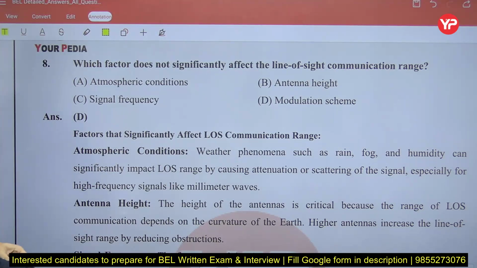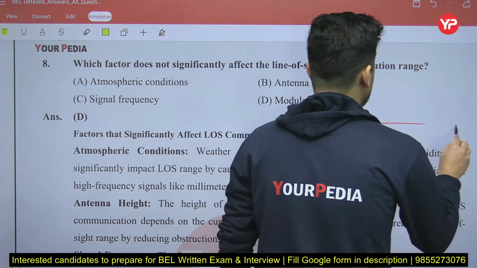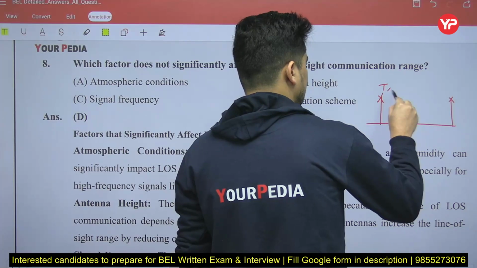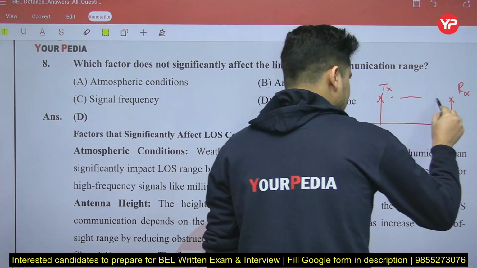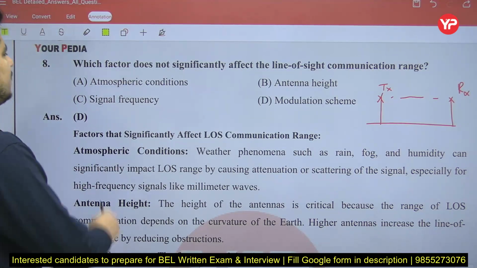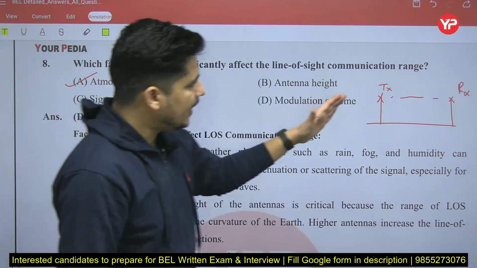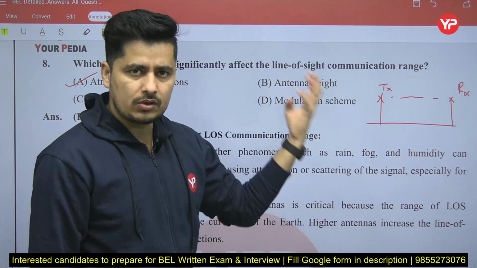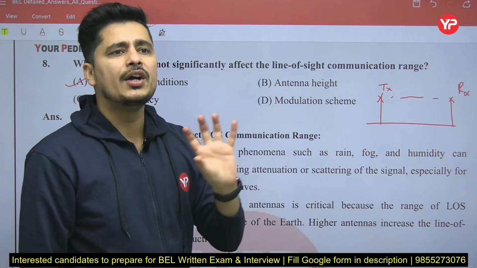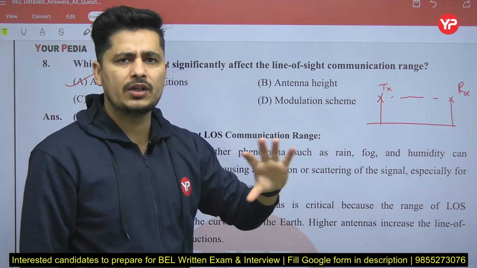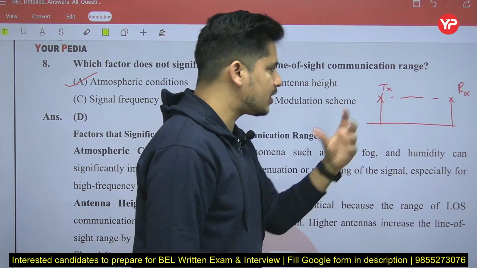See, basically line of sight communication means you are standing here and your receiver is there. This is the transmitter, this is the receiver. If there is direct communication, line of sight communication between these two, what are the factors? Atmospheric conditions will also affect that. How much humidity, that is also a factor that affects your communication, because if your EM wave travels through water, atmospheric pressure and all of these things will affect the propagation of the EM wave.